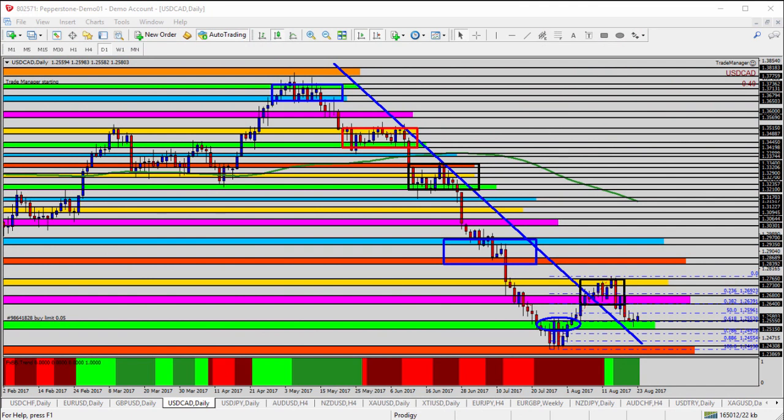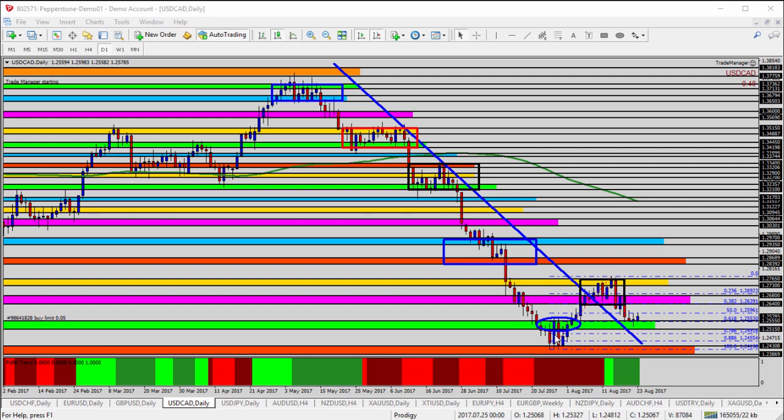Today we're going to be taking a look at the USDCAD, the US dollar versus the Canadian dollar, for today's trade analysis. First off, here on the daily time frame, we can see that the previous trend has been bearish. Not too hard to see that along the blue trend line, falling from all the way up here into the 1.3800 level down into the 1.2400 level.